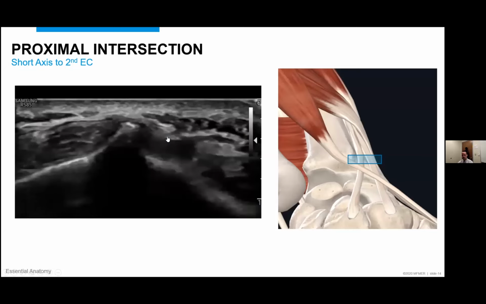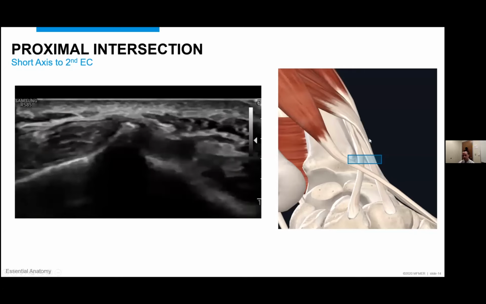But since this is a patient where we have that kind of dorsal wrist pain, thought it prudent to scan both the proximal and the distal intersections. So on this right side of the screen, you can see the anatomic depiction of the two intersections at the wrist. So this is the second extensor compartment. We have our brevis going to the third metacarpal, our ECRL going to the second.